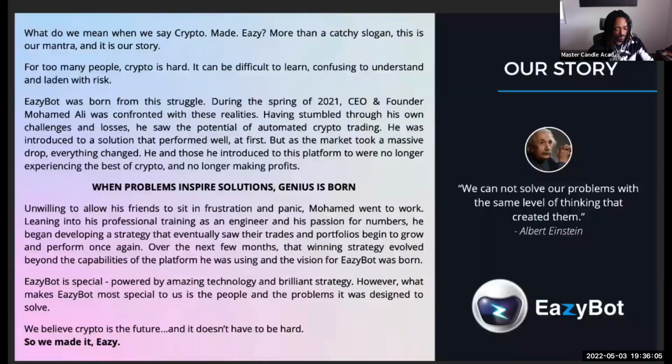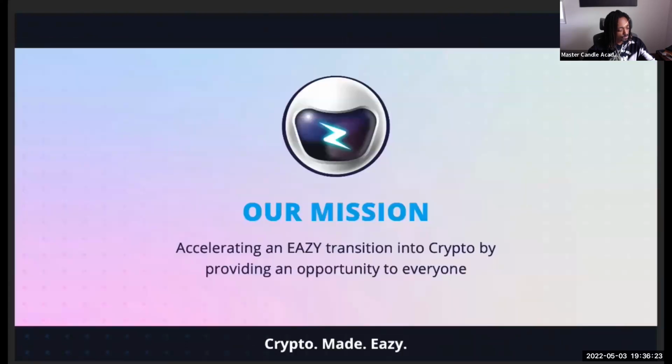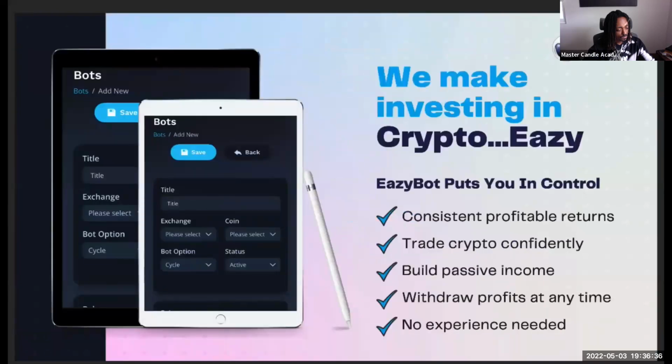Guys, Eazy Bot is special, powered by the amazing technology and brilliant strategy of our CEO, Muhammad Ali. What makes this bot so unique is the problems it was designed to solve in the crypto space. We believe that crypto is the future, and it doesn't have to be hard, so we made it easy. Our mission is to accelerate an easy transition into crypto by providing an opportunity to everyone. And our vision is to create that bridge for everyone who doesn't know about crypto to the future of technology in this space. Guys, with Eazy Bot, we make investing in crypto easy.